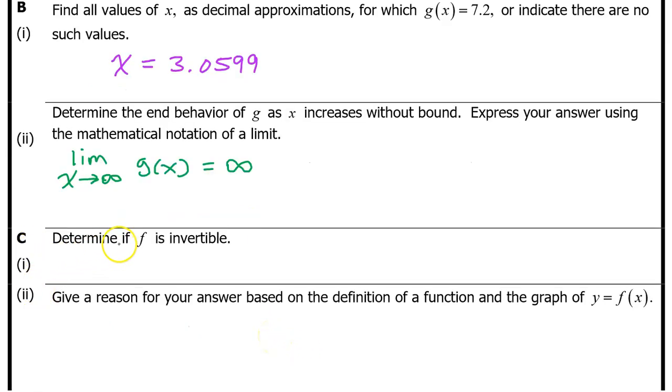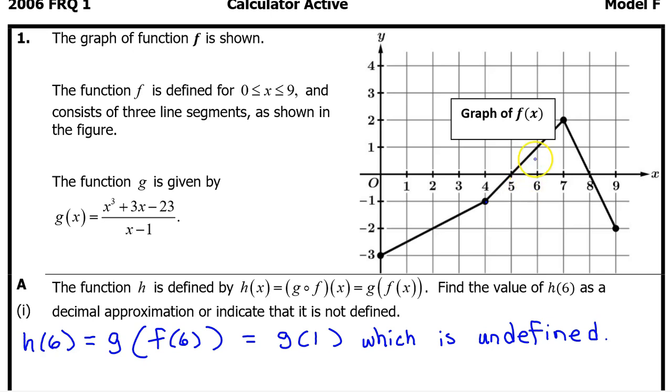C part 1. Determine if f is invertible. Sometimes this question will be phrased, determine if f has an inverse. We can tell at a glance that f will not have an inverse because it fails the horizontal line test. If there is a horizontal line that can hit more than one point on f, it will not have an inverse. Also, for a function to have an inverse, it needs to be either always increasing or always decreasing. If you see a graph that goes up and then down, you know it doesn't have an inverse.